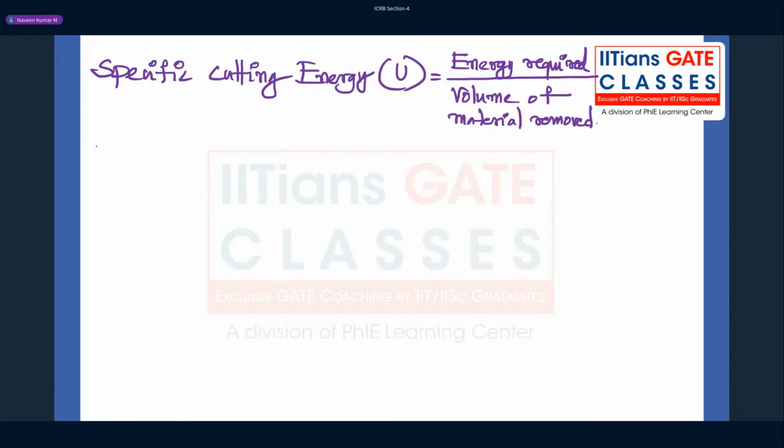There is another concept, that is MRR. We know that material removal rate is the volume of material removed divided by time.